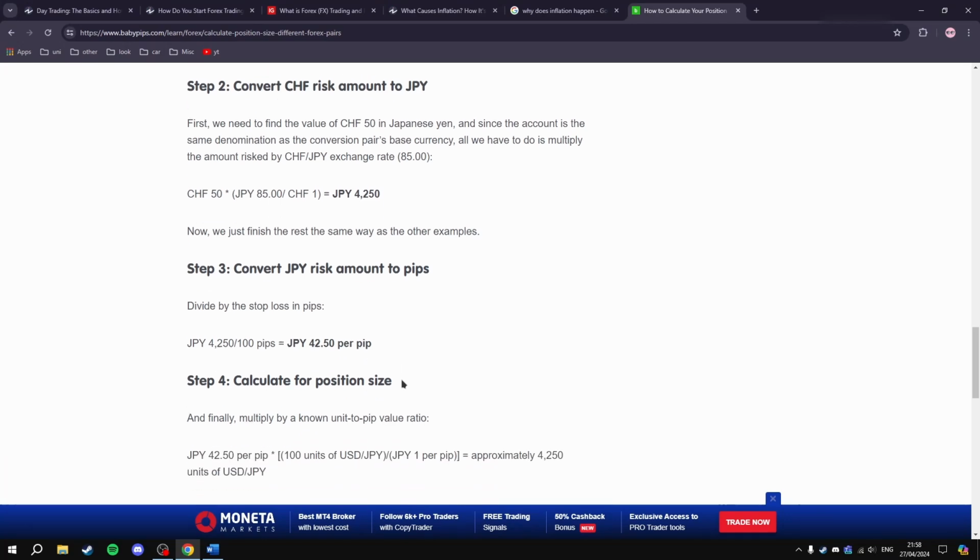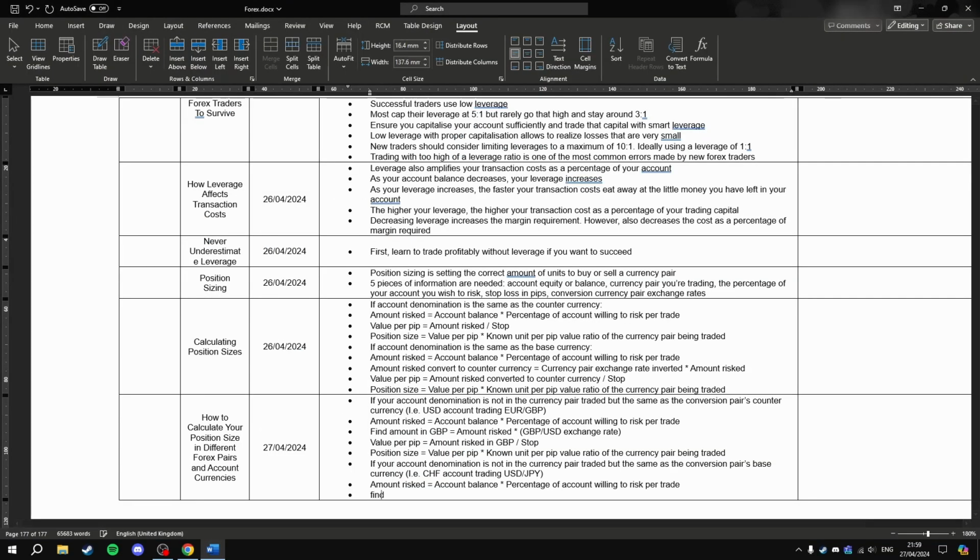Step 2. Convert CHF risk amount to JPY. First, we need to find the value of CHF 50 in Japanese yen, and since the account is the same denomination as the conversion pair's base currency, all we have to do is multiply the amount risked by the CHF JPY exchange rate, which is 85. So there's no inversion in this. Amount in JPY equals amount risked in CHF times the CHF JPY exchange rate.